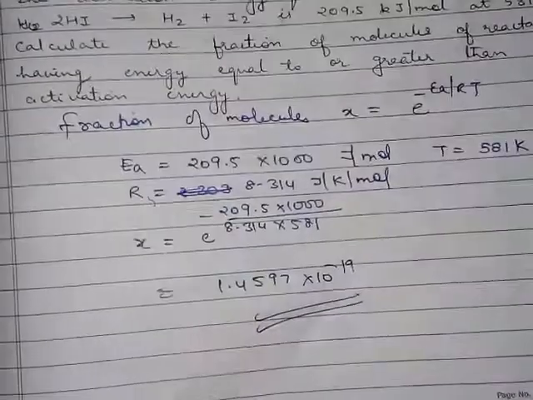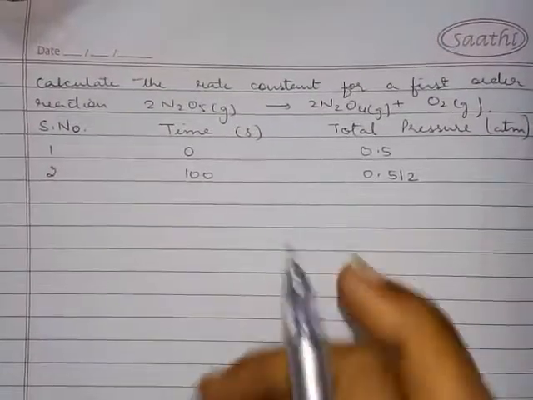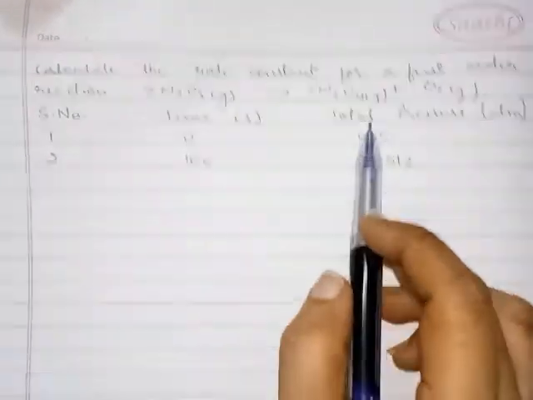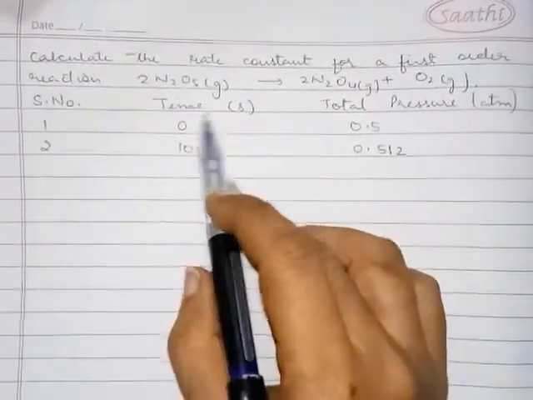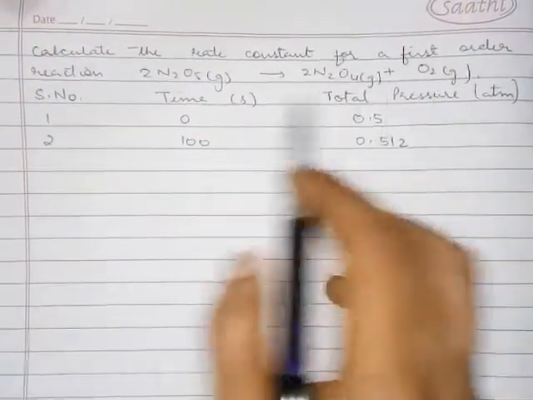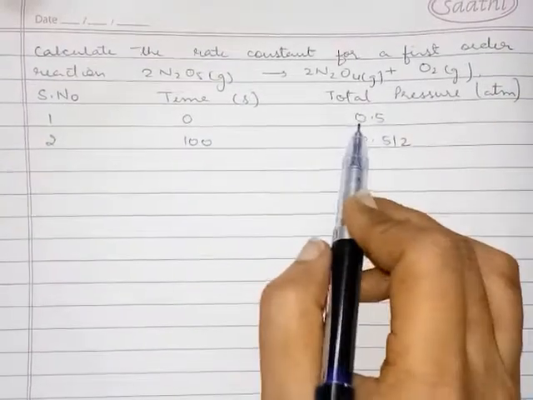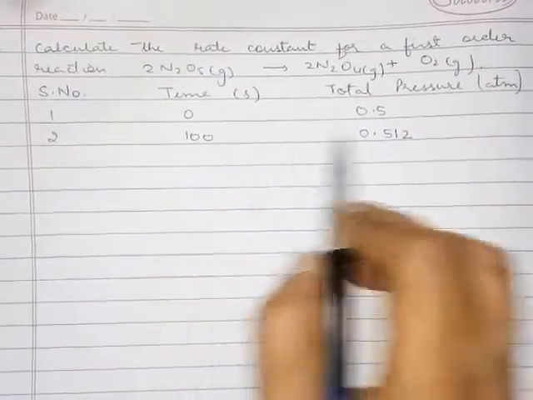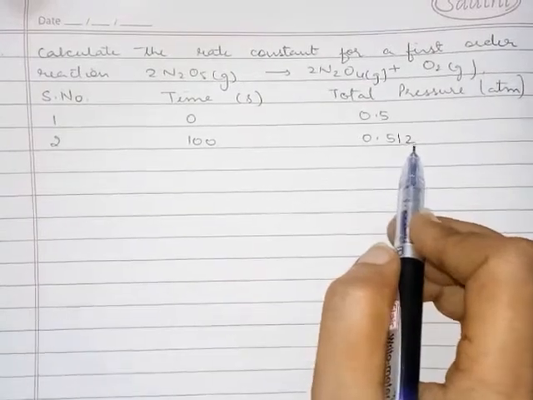as a fraction of molecules. The next question is calculate the rate constant for a first order reaction and all the reactants and products are gases. Initial time 0, pressure is 0.5 and at 100 seconds the pressure is 0.512 atmosphere.